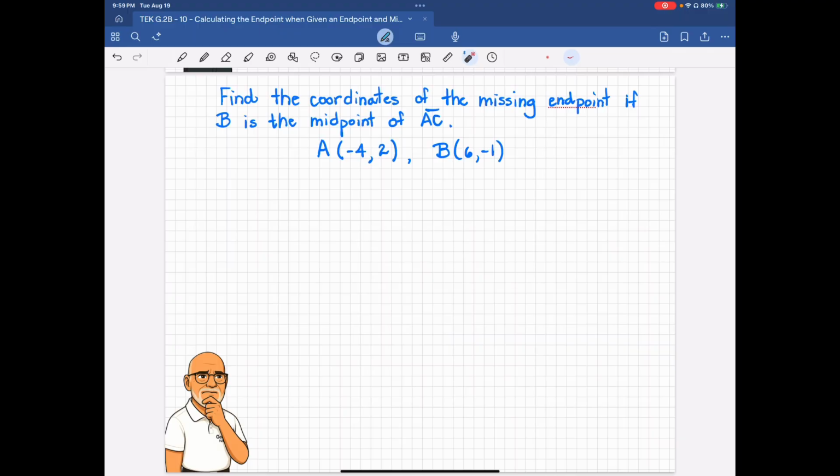Now it's your turn to take the lead. Let's see how you can apply what we have just learned. The instructions for this problem read, find the coordinates of the missing endpoint if B is the midpoint of line segment AC. We know that the coordinates of A are -4, 2. The midpoint B is 6, -1. And they want you to find the coordinates of C.